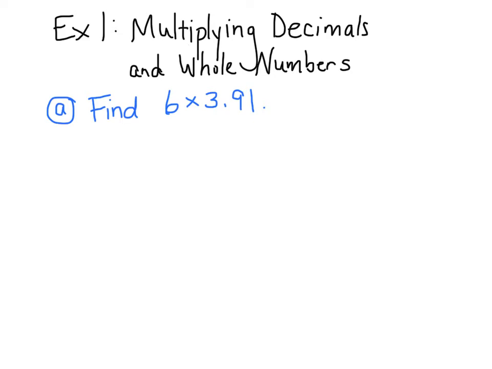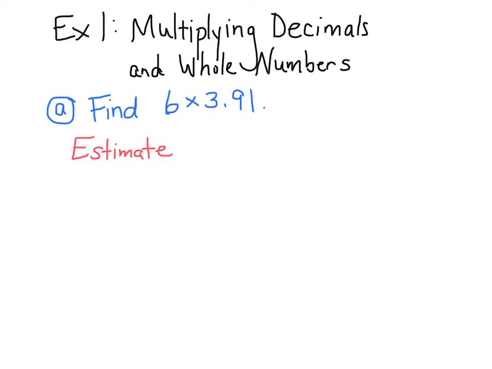Example 1 is multiplying decimals by whole numbers, and the first thing they want us to try to do is to find 6 times 3 and 91/100ths. And I know a lot of you were asking questions about whether we should estimate or not, and we are going to do that, again, just to make sure we're in the right ballpark. So make sure you at least know how to estimate correctly so that you could use that if you wanted to. But you should write it down in these notes.